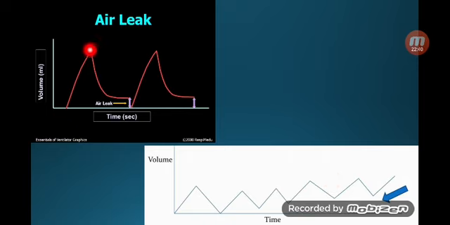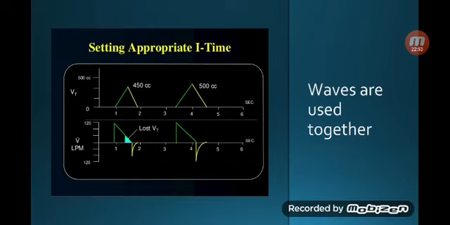So if the amount of volume is not going up with subsequent breaths, then it's usually air leak. But if it's going up, it's usually autopeep. Again, you need to use the waves together. You need to look at what's happening with the volume curve and what's happening with the flow curve, and all of them together with the pressure curve as well.